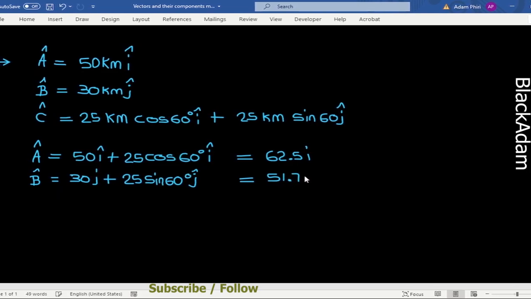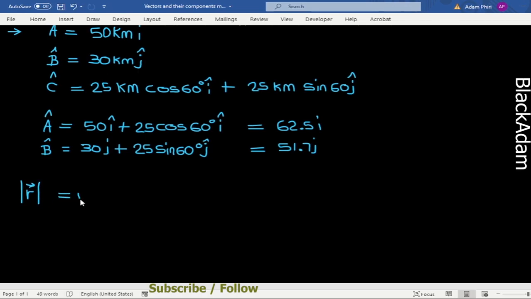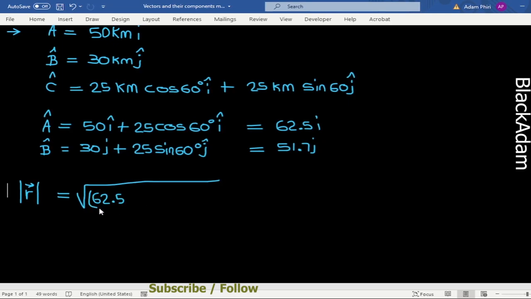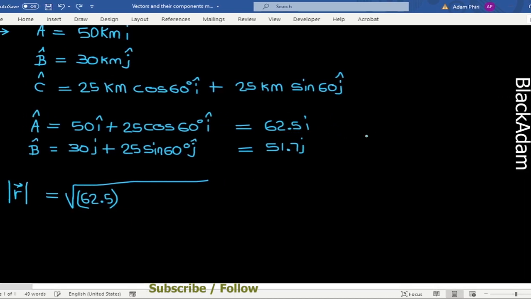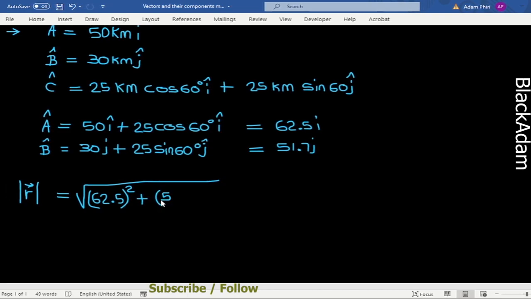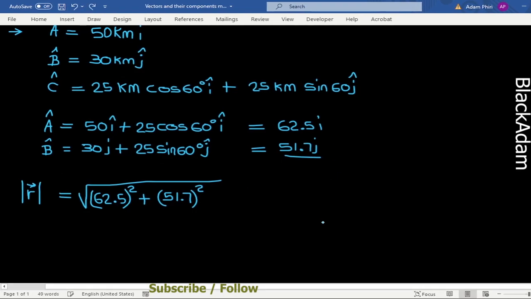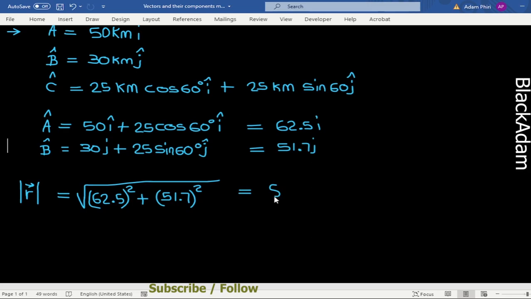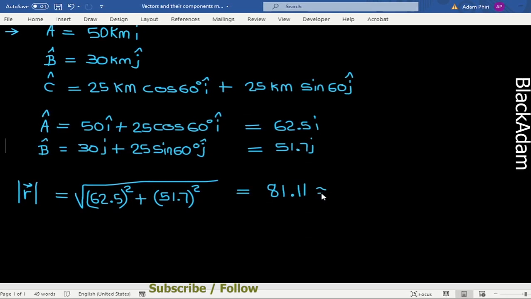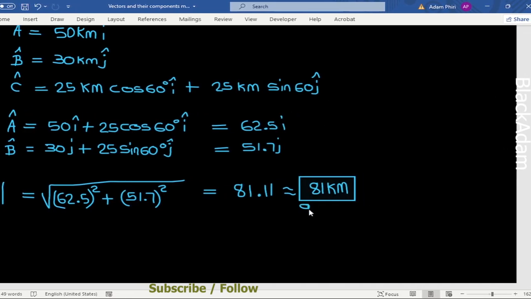30 plus 25 sine 60 gives us 51.7, and then we need to find the resultant vector. So the resultant vector will be the root of the squares of both vectors, so that's the x component squared plus the y component, which is 51.7 squared, that's 51.7, that's y, and that will give you 81.11, so that will be 81 kilometers. So that is our answer.